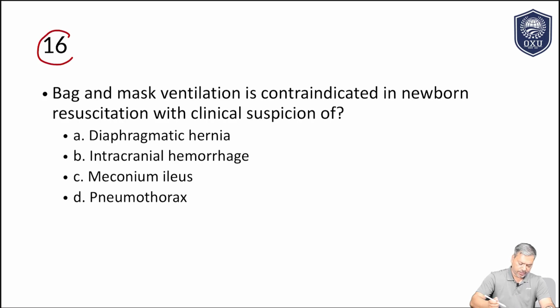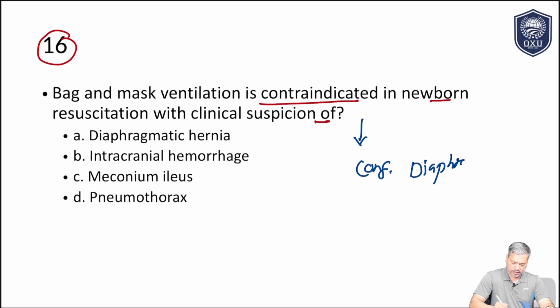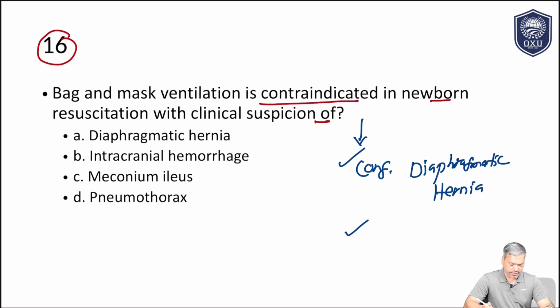Question number 16. Bag and mask ventilation is contraindicated in newborn resuscitation with clinical suspicion of what? Now this is a straightforward question. I can easily write the answer without looking at the options. This is congenital diaphragmatic hernia, one of the most common contraindications for bag and mask ventilation. You should know the reason why it is contraindicated. We ask this question to most of the students, so please listen carefully.